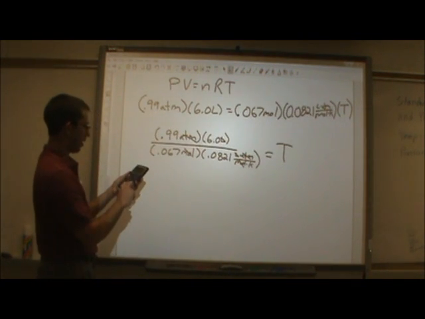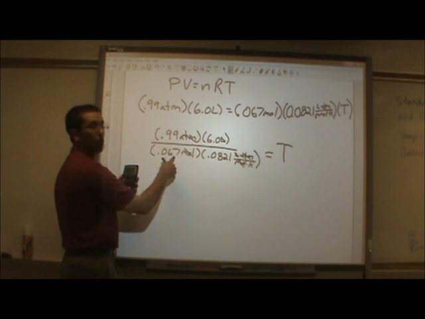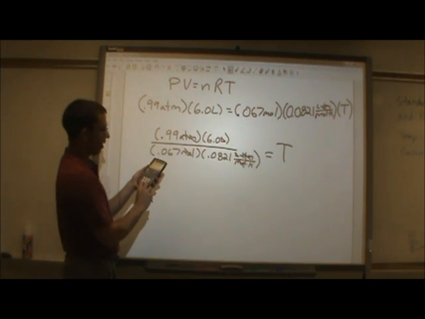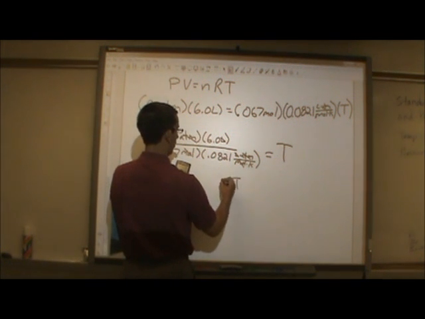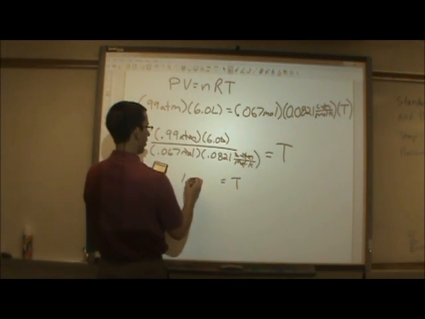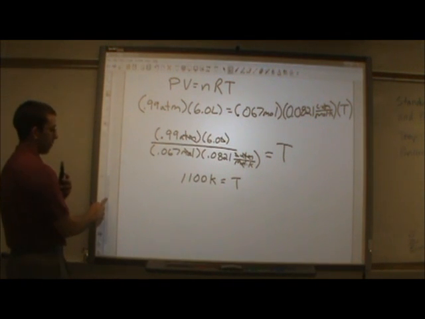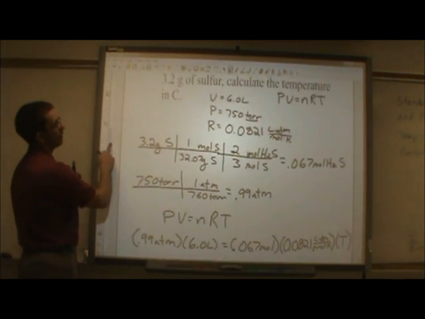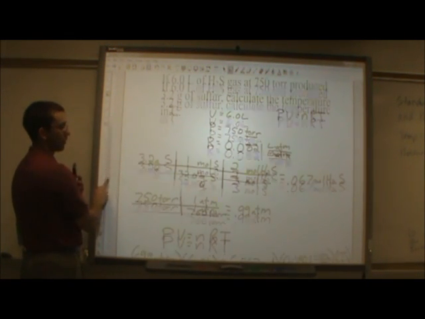So let's put this in our calculator. 0.99 times 6.0, divided by, and if I'm going to put this in my calculator together, you probably want to put parentheses, 0.067 times 0.0821, close parentheses, equals. My temperature is equal to 1,000, and we only have 2 sig figs here, so that'd be 1,100 actually, Kelvin. Now, you gotta be careful here. It says, what's the temperature in Celsius? That should be a degree sign there, I apologize.